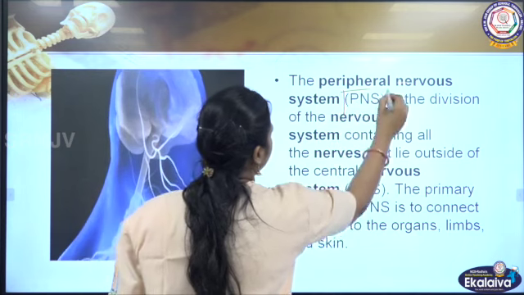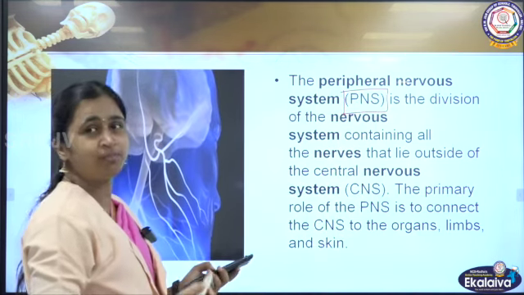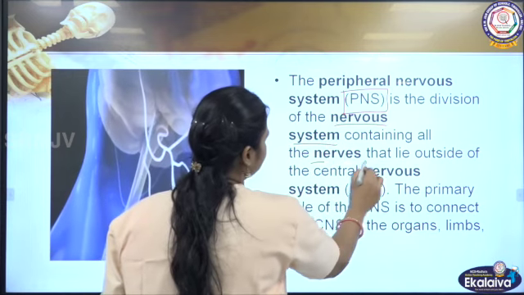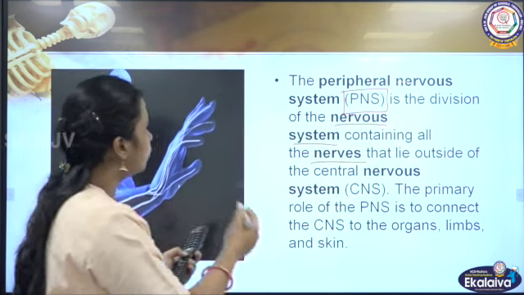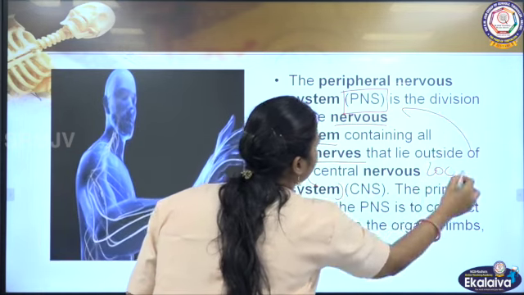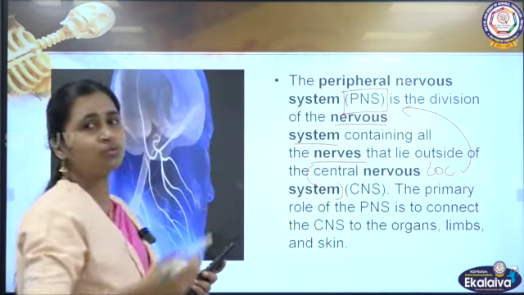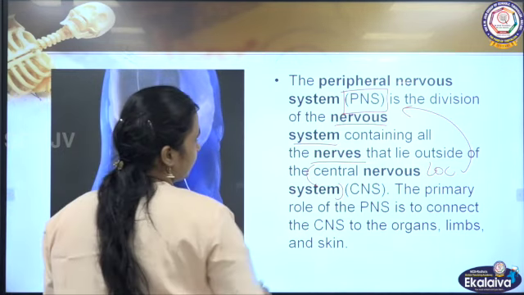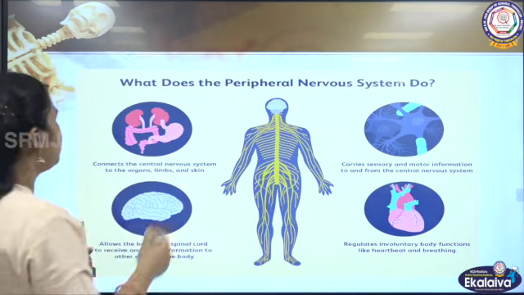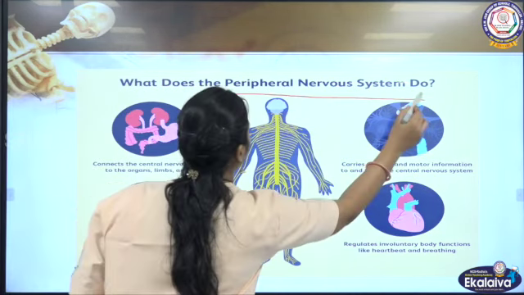PNS is an abbreviated form of peripheral nervous system. It is a division of the nervous system and it contains nerves. It lies outside the central nervous system. This is the location of PNS, which lies outside the CNS. And then one by one we will see about the role also. So what does the peripheral nervous system do?